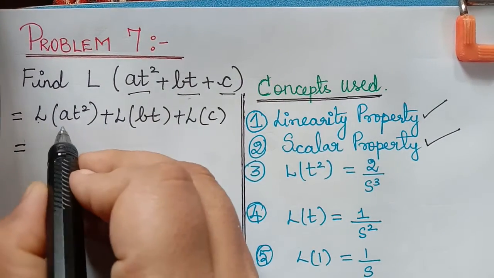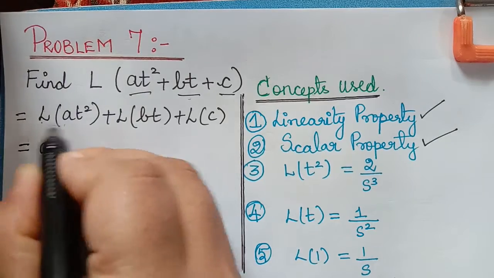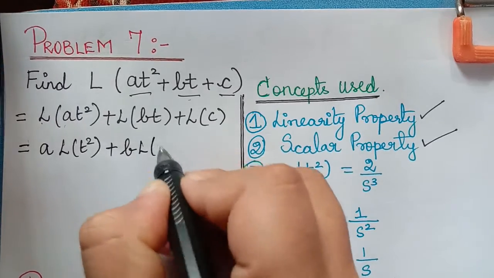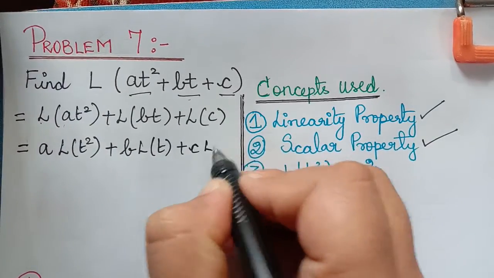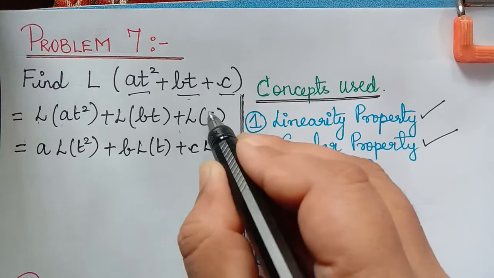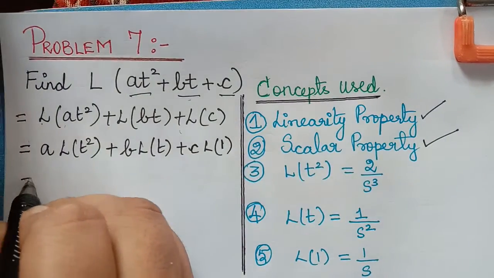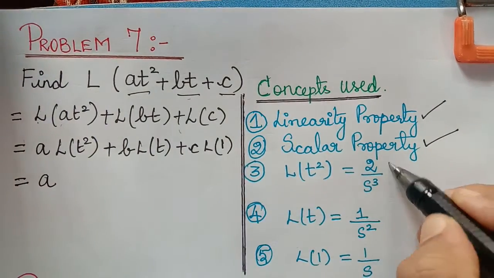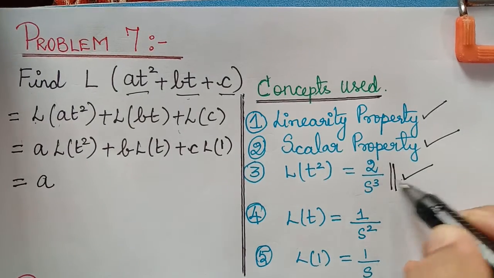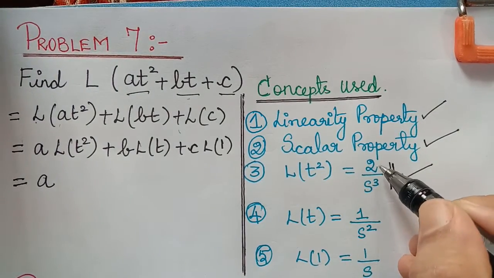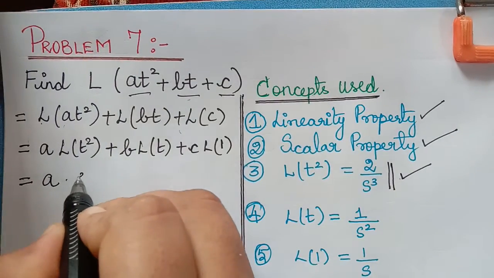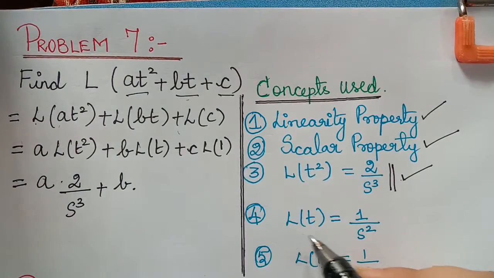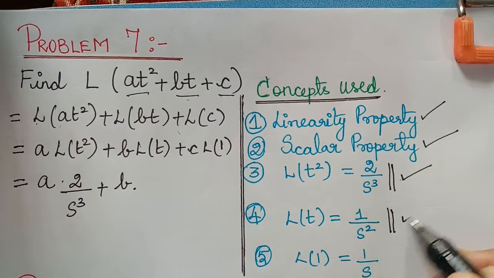That is, Laplace transform of at square can be written as a Laplace transform of t square plus b Laplace transform of t plus c Laplace transform of 1, because when c is taken out, we will have 1 here. And that is equal to a multiplied with what is Laplace transform of t square? By using the results that we have derived previously, Laplace transform of t square is equal to 2 by s cube. So this will be 2 divided by s cube plus b multiplied with Laplace transform of t, which is equal to 1 by s square.